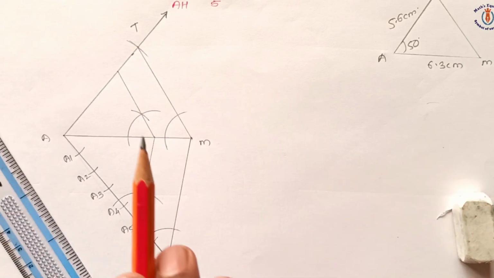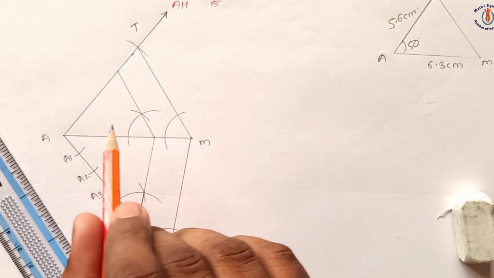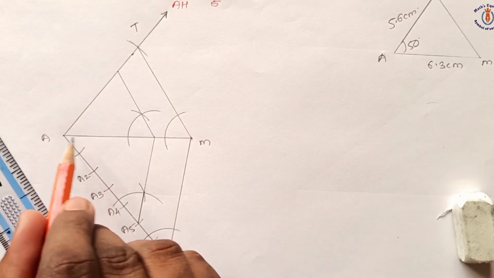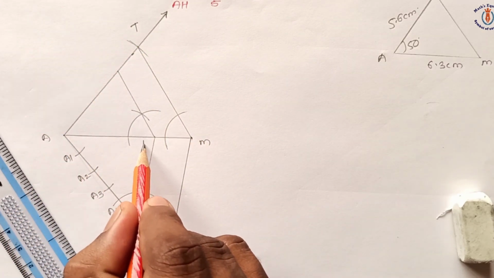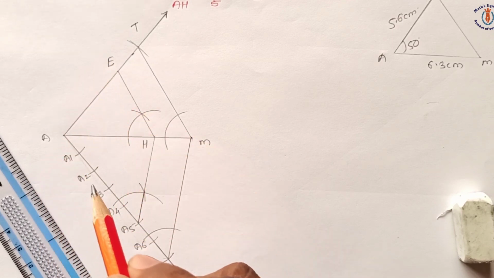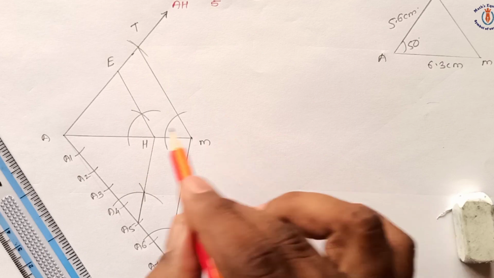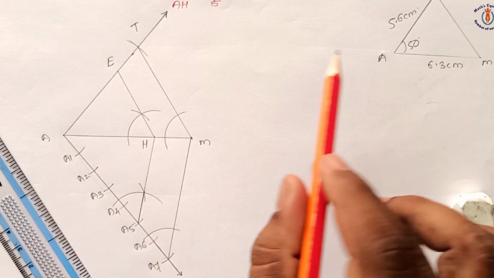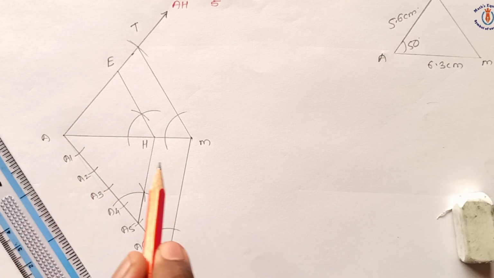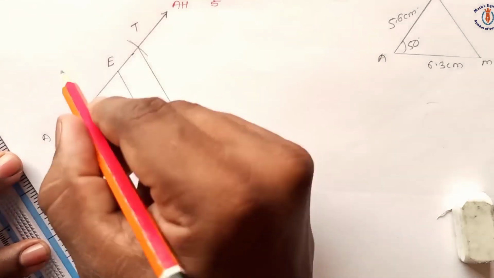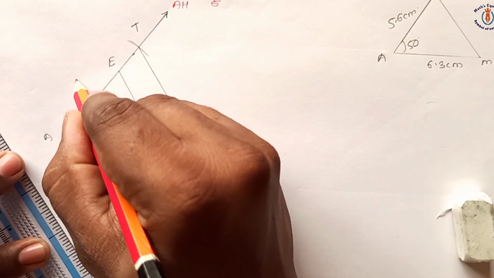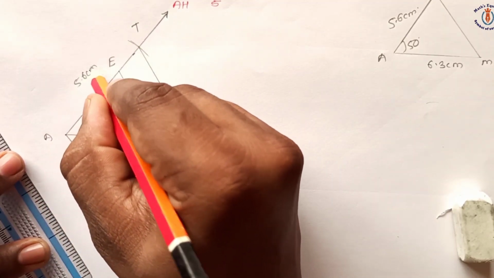Now here the two triangles are ready. So first triangle is AMT and second triangle is AHE. Look at this H, which is the smaller triangle, AHE. Okay, so let's write down the measures of all that. First triangle is AMT. The measure of that triangle AMT is given. So which side is given? This side AT is given 5.6 centimeter here.